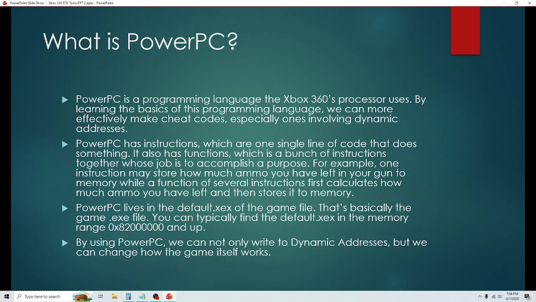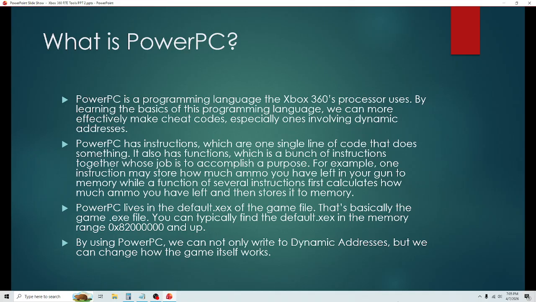PowerPC has these things called instructions, which are one single line of code that does something. It also has functions, which is a bunch of instructions together whose job is to accomplish a purpose. For example, one instruction may store how much ammo you have left in your gun to memory, while a function of several instructions first calculates how much ammo you have left and then stores the remainder to the memory.